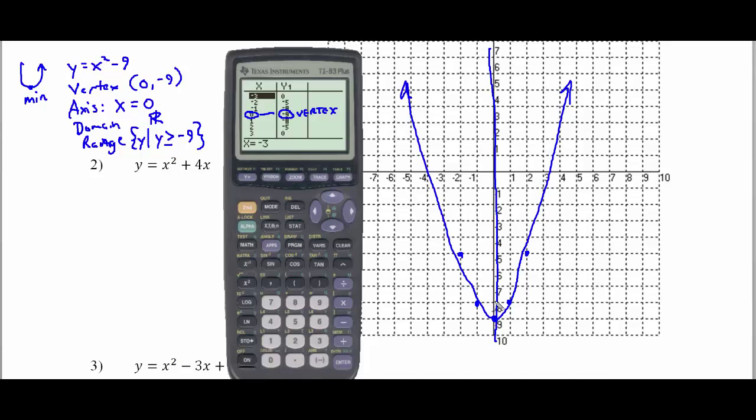So that is our 5-step process. We're going to graph the equation, we're going to investigate the table to see if we can find that minimum, and if that minimum is findable, we will call that our vertex, and then from the vertex we can get our axis of symmetry, our domain, and range.